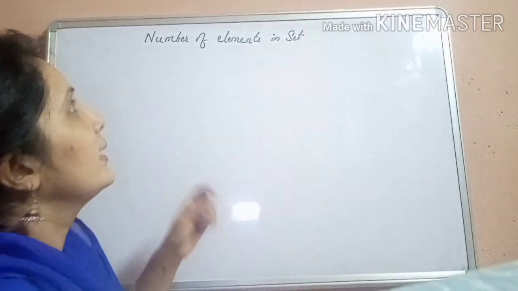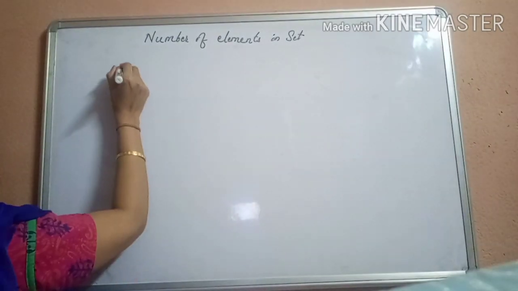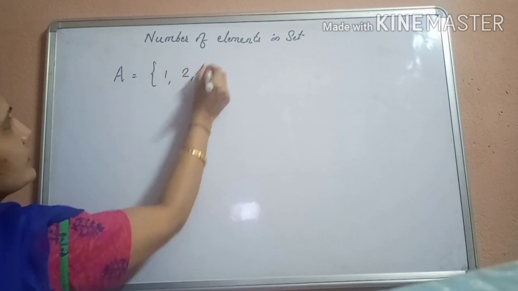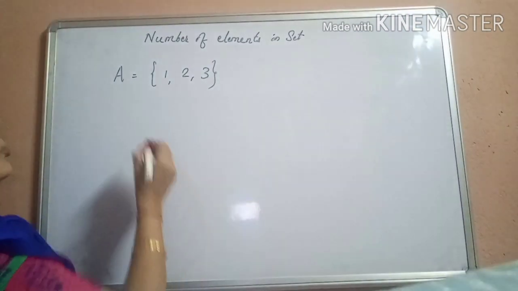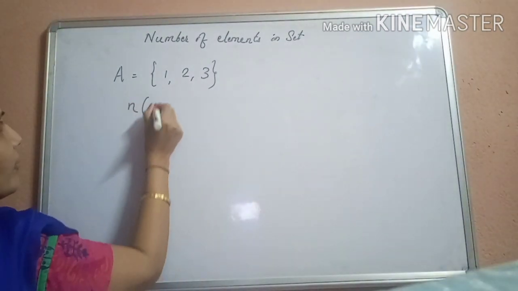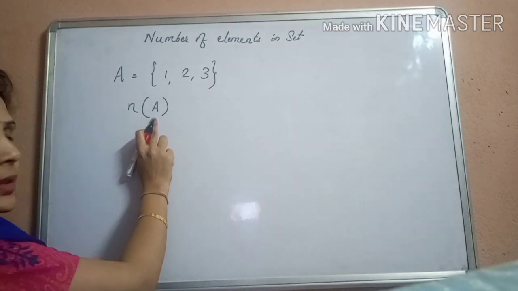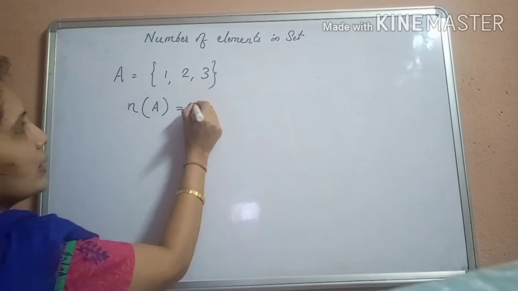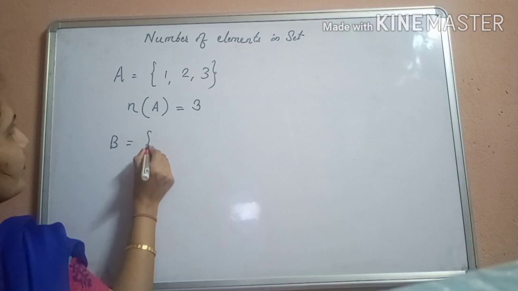The number of elements in a set. For example, how many elements are there? 3. So we will write it as number of elements. We'll read it as number of elements in A. Number of elements in A. How many? 1, 2, 3. So 3. Now one more.